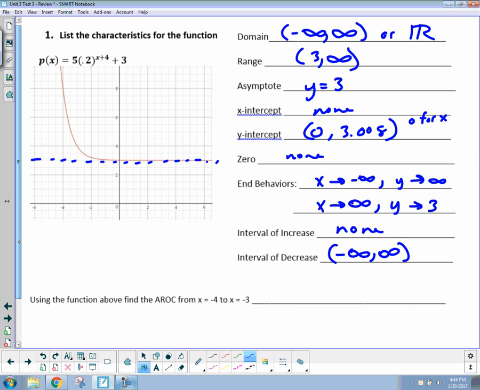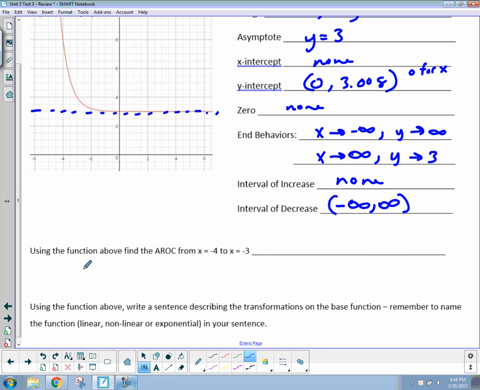Okay, so finding the rate of change, if you plug in negative 4, we'll get an 8 back, and if you plug in negative 3, we'll get a 4 back. Plug these values in, you get 4 minus 8, all over negative 3 minus negative 4. You get negative 4 on top. On the bottom, the negative 3 minus negative 4 turns into a positive 1, so 2 negatives make a positive. So that's 1. My answer is negative 4.